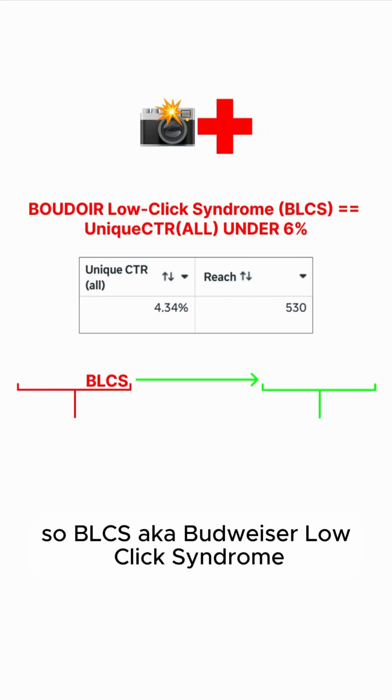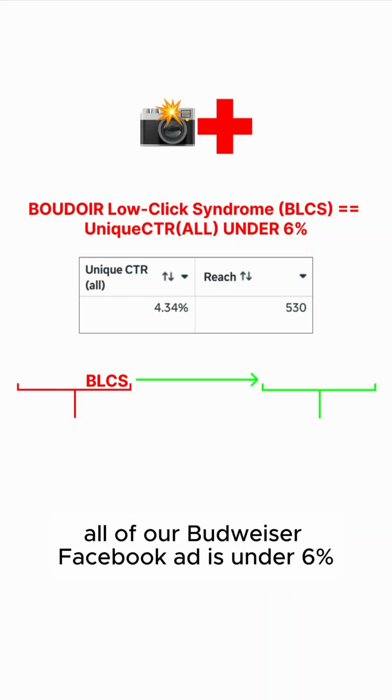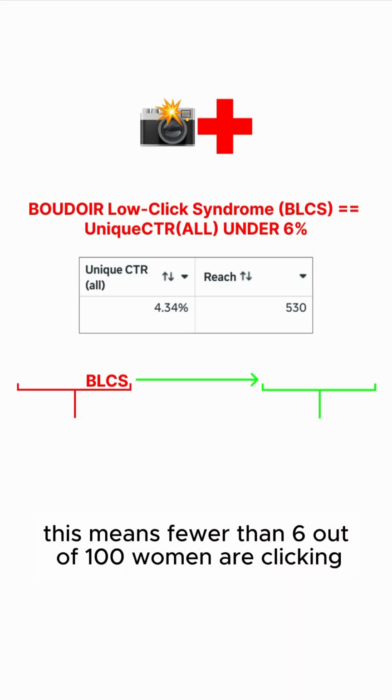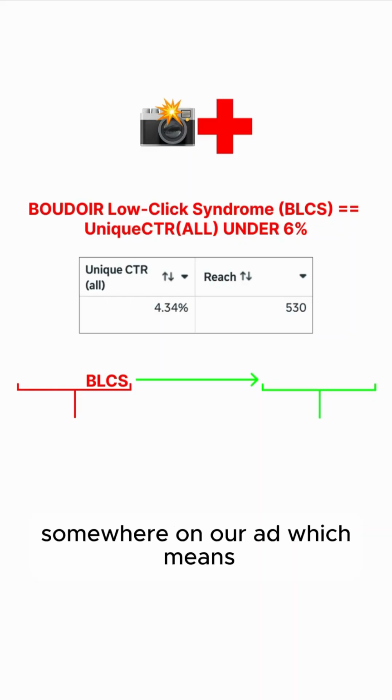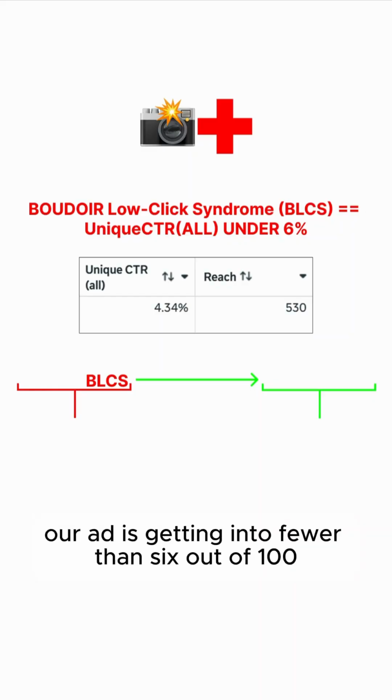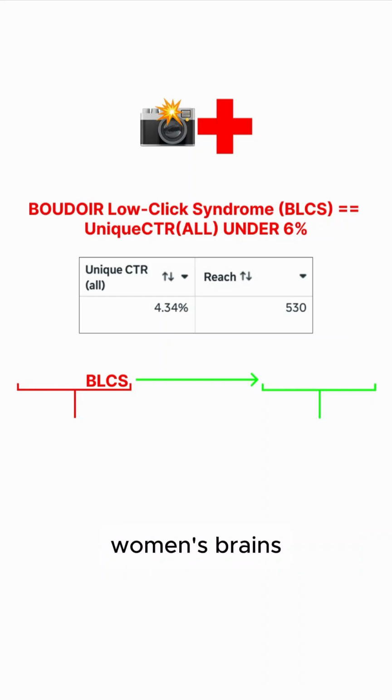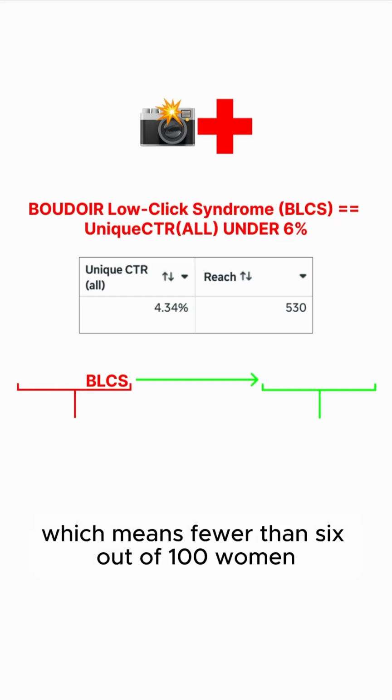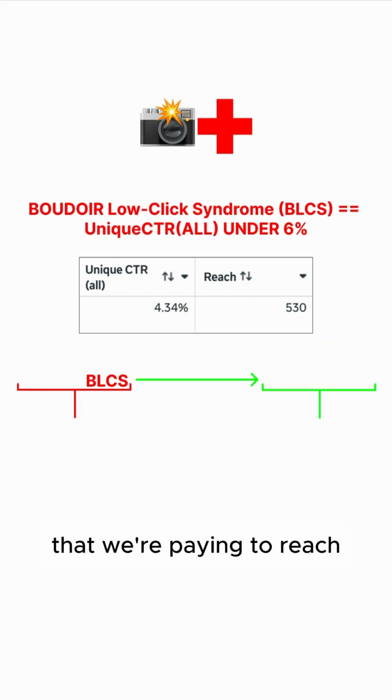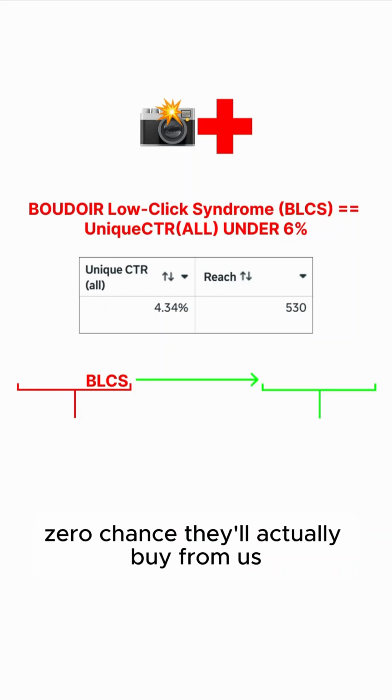So, BLCS, aka boudoir low click syndrome, is when the unique CTR of our boudoir Facebook ad is under 6%. This means fewer than 6 out of 100 women are clicking somewhere on our ad, which means our ad is getting into fewer than 6 out of 100 women's brains, which means fewer than 6 out of 100 women that we're paying to reach have even a non-zero chance of actually buying from us.